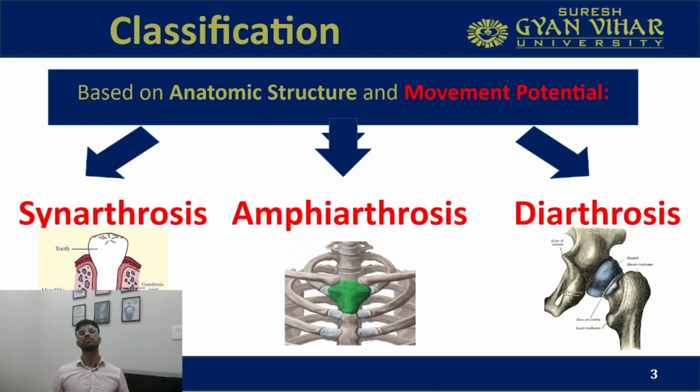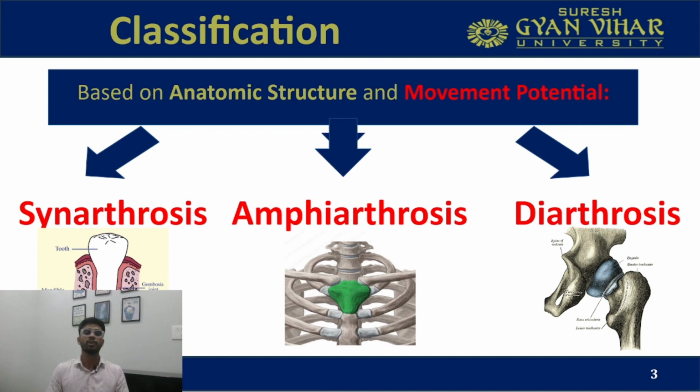Now let's classify the joint. We classify the joints basically into three types based on their anatomical structure and movement potential. According to the movement potential, there can be three types of joint. First is the synarthrosis, second is amphiarthrosis, and the third is diarthrosis.